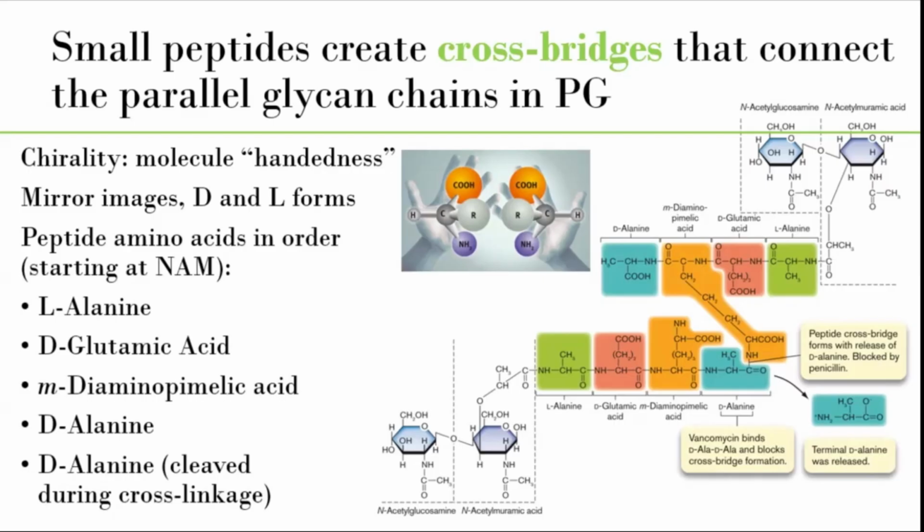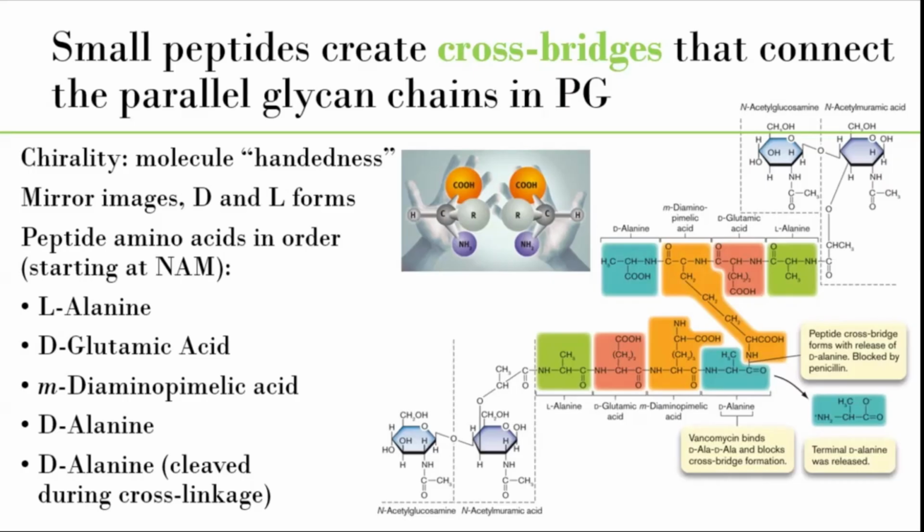So we have our long glycan chain, and from NAM, we start to connect this 5 amino acid peptide. The first one is L-alanine. Then we have a D-glutamic acid. Then the third one is M-diaminopimelic acid. This is technically a precursor of lysine, so it's still an amino acid. It's just an earlier form of it. And then we have 2 D-alanines, so the opposite form of what life normally likes to use. We have 2 D-alanines stuck together.